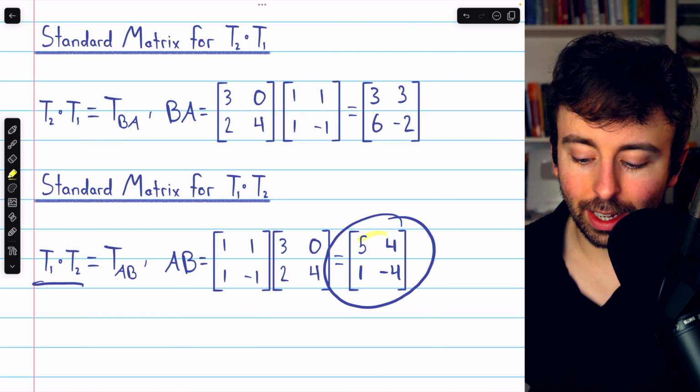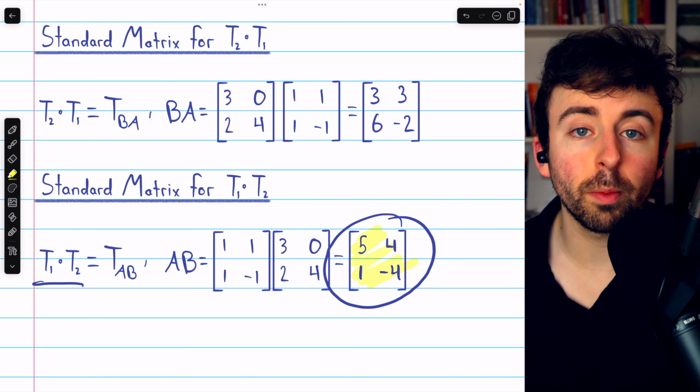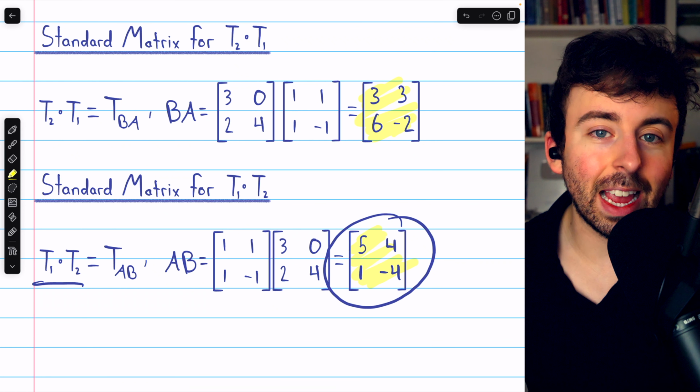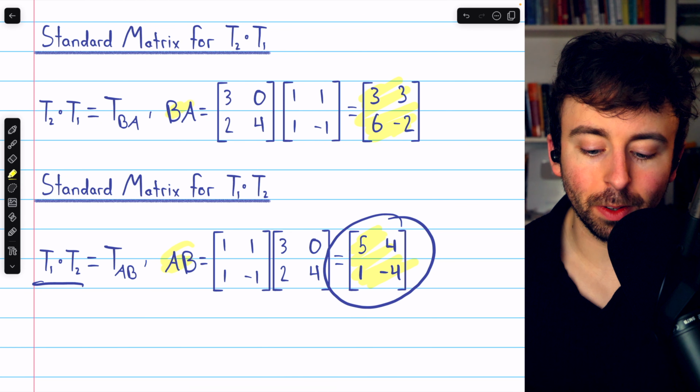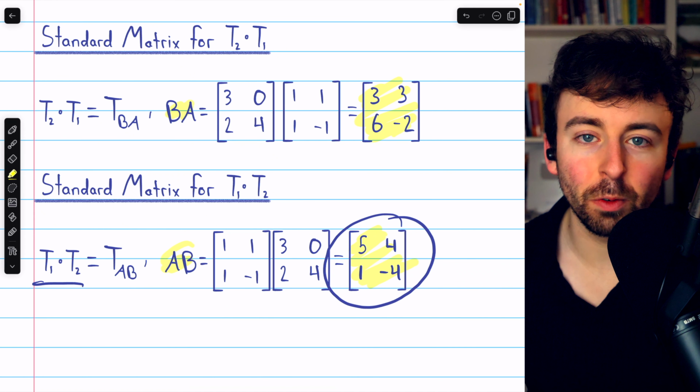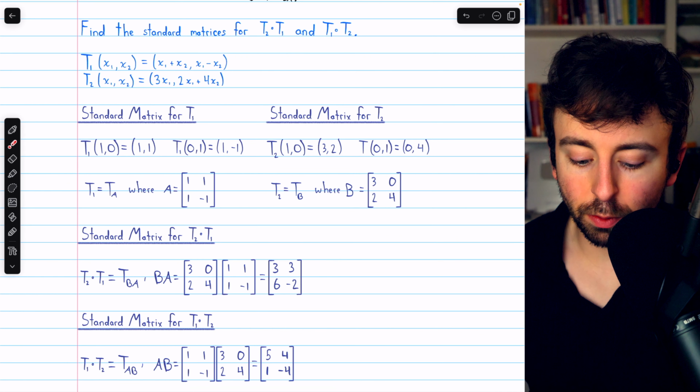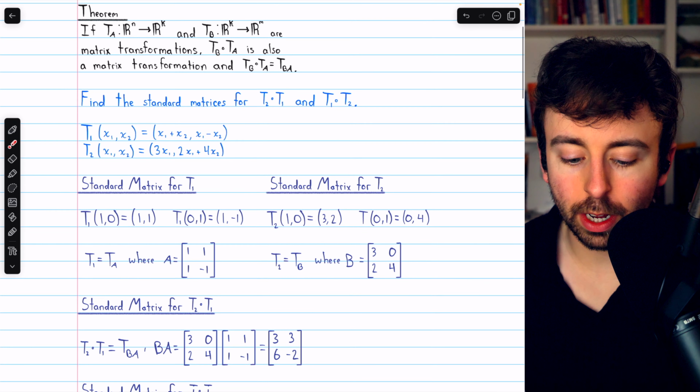We may notice that it is different from the standard matrix for T2 circle T1. So the matrices A and B definitely don't commute, because if they did, then these standard matrices would be the same. So that's how to find the standard matrix for a composition of matrix transformations.